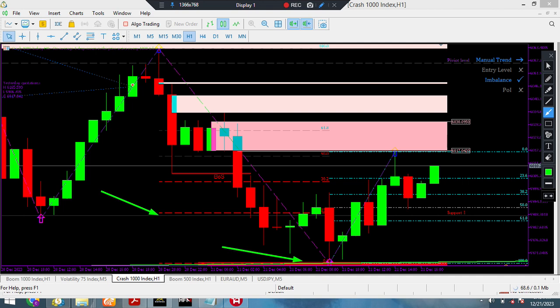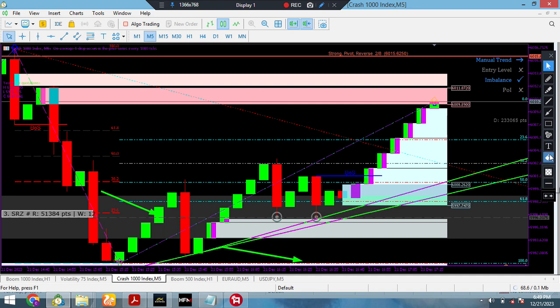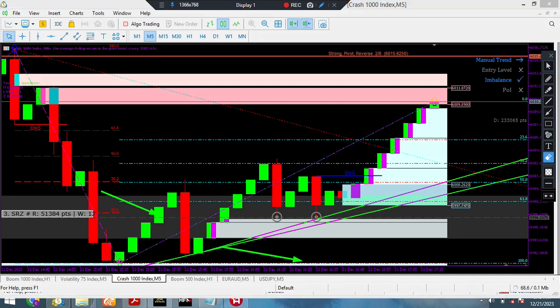So I went down to 5 minute time frame. When price got there again, I went down to 5 minute time frame. So I was waiting for price to give me a bullish move to see if that place is okay. So what I noticed was price moved. You can see. Okay, sorry.